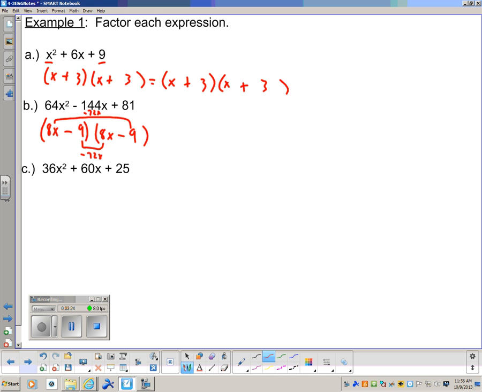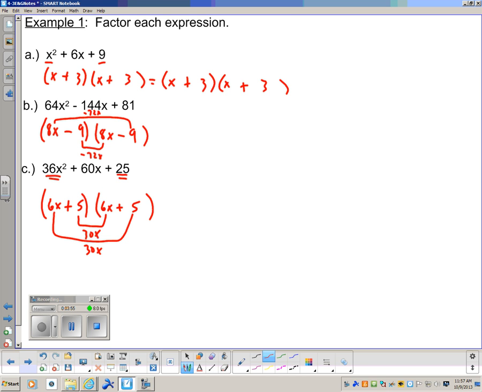It's only when you can take the square root of the first term and the square root of the last term that it possibly will work. So the square root of 36x squared is 6x. The square root of 25 there is 5. And then since we've got pluses in both cases here, we need both pluses here. So then let's check our inners here, which is 30x. Check our outers here, which is 30x. Do they add to give you 60x? Yeah, 30x plus 30x does give me 60x.